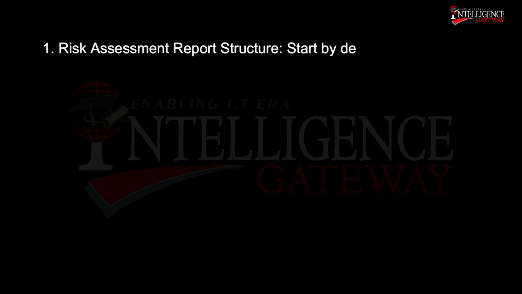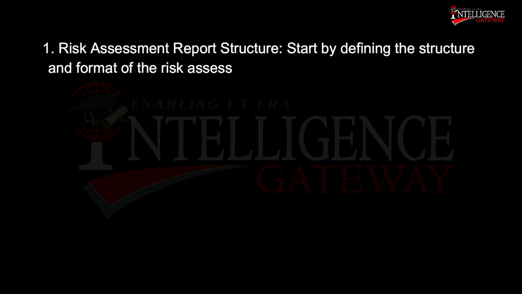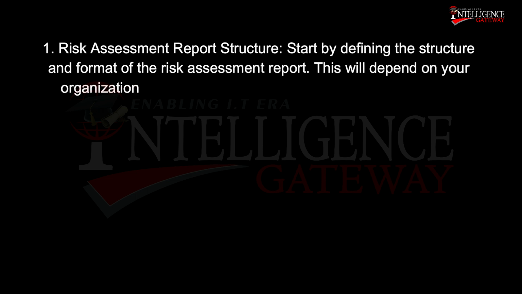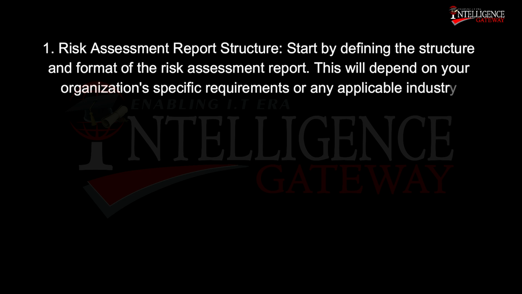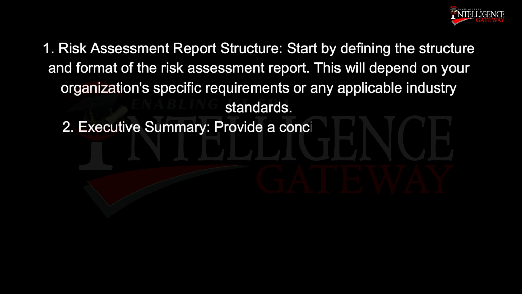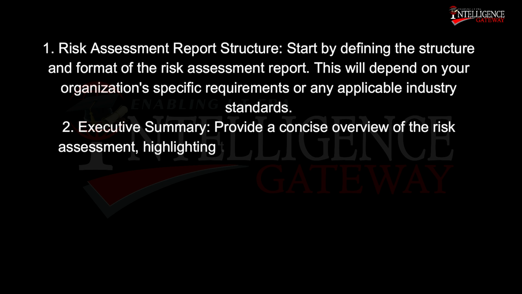Start by defining the structure and format of the risk assessment report. This will depend on the specific requirements of your organization or any applicable industry standards. Typically, a risk assessment report may include sections such as an executive summary, introduction, scope and objectives, methodology, findings, risk register, risk analysis, recommendations, and conclusion.